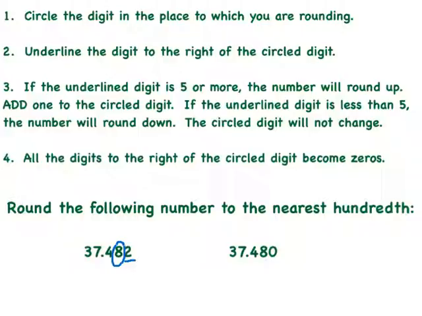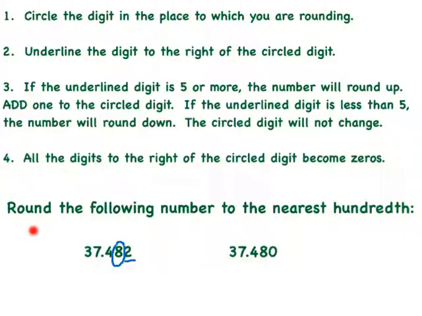So the first thing you have to do is to circle the digit in the place to which you are rounding. And then you're going to underline the digit to the right of the circled digit. Now, if the underlined digit is 5 or more, then your number is going to round up, and so you add 1 to the circled digit. But if the underlined digit is less than 5, the number will round down, and the circled digit will not change. And then all the digits to the right of the circled digit become zeros.